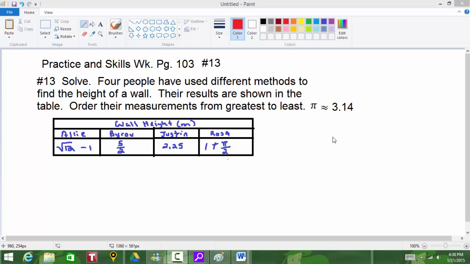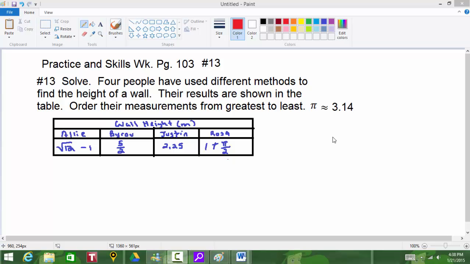Okay, we're going to do a problem from the Practice and Skills workbook. It's page 103, problem number 13. Four people have used different methods to find the height of a wall. The results are shown in the table. Order their measurements from greatest to least and use pi is about 3.14.